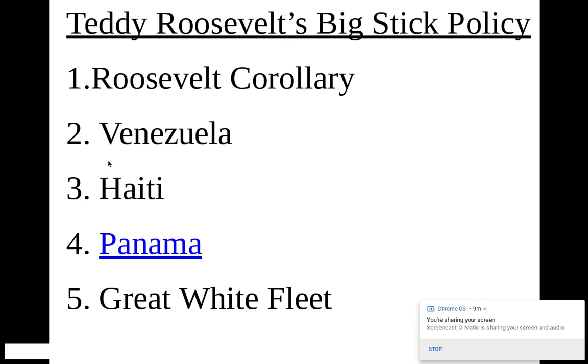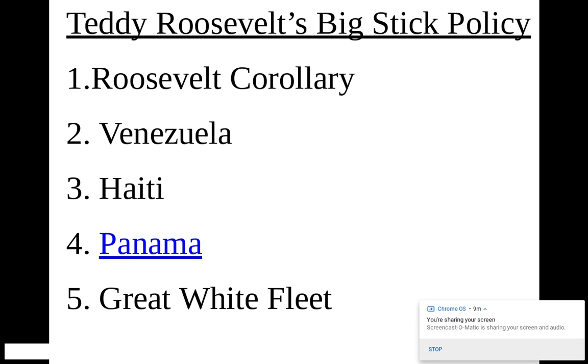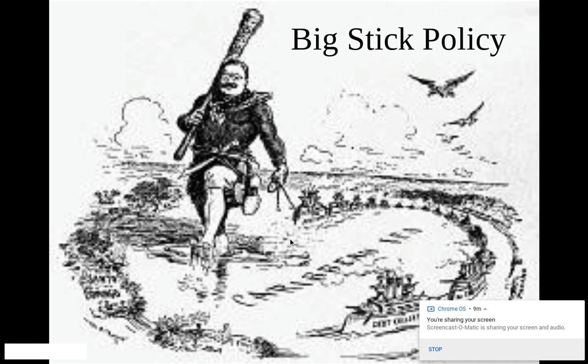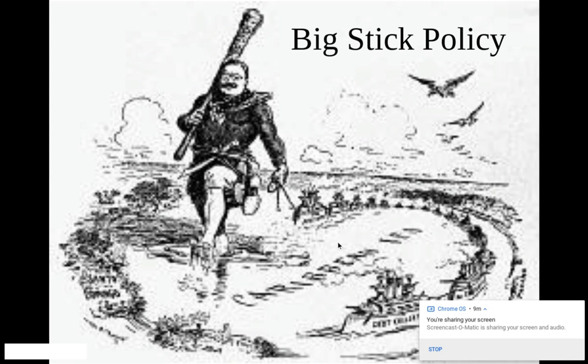Without going into any detail about Haiti or Panama, the United States continues this policy in many Latin American nations. These cartoons will talk about the AP exam, pie chart of success. I'm always telling you guys that these cartoons come up a lot. And if you understand your history, this cartoon means a little bit more than if you were just to look at it as someone who didn't know the backstory.